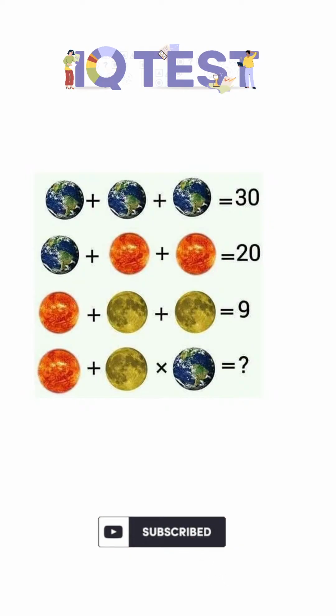So 2 of them is 4 plus the sun, which is 5, will give us 9. So it means the moon here is 2. All right. So if we have the earth to be 10, the sun to be 5, the moon to be 2, what is our final answer? So we have the sun plus the moon multiplied by the earth. So we'll have 5 plus 2 multiplied by 10.